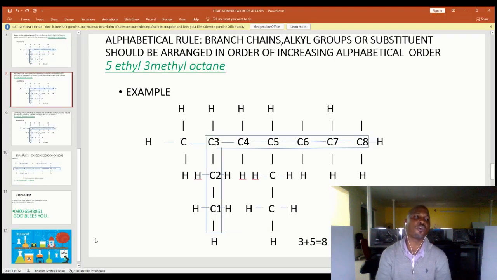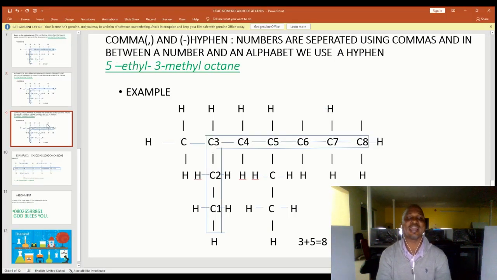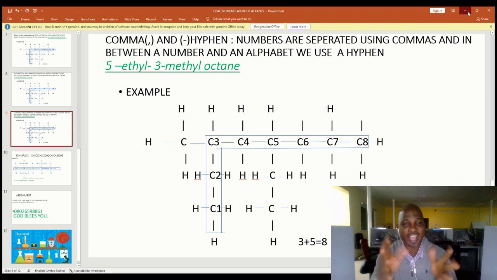Now let's look at the last rule. Of course, the last rule is your comma and hyphen rule. Yes, did you hear me well? I said comma, as in comma in English language. And when you say hyphen, it's just a dash, as you can see in the bracket. The comma and hyphen rule is used to separate numbers and numbers, and number with an alphabet, such that we say numbers are separated using commas. That means if you have more than one number together, you separate them using a comma. And in between a number and an alphabet, we use a hyphen. That means if there is a number before or after an alphabet, you use a hyphen.